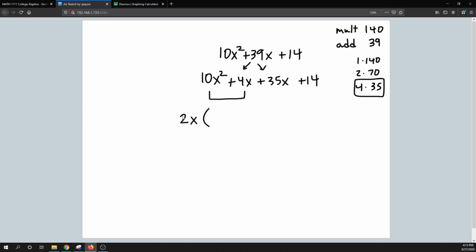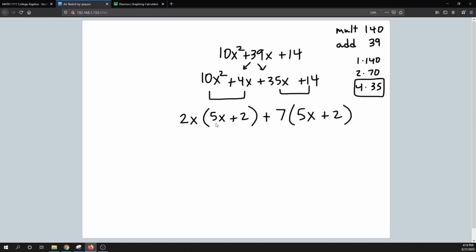So 10 divided by 2 would give me a 5. If I factor an x out of x squared, that will leave me with an x. And then 4 divided by 2 would give me a 2. Then I look at the second two terms and see what they have in common. I have a 35 and a 14, so 7 would be a common factor for those two terms. 35 divided by 7 would be 5x, and that's looking good. 14 divided by 7 would be 2, so that's plus 2. And that's exactly what I want.